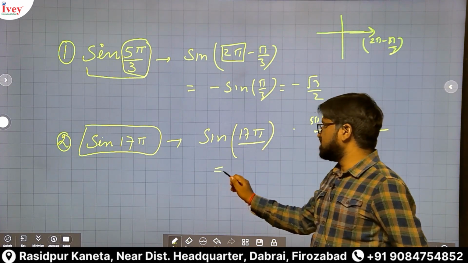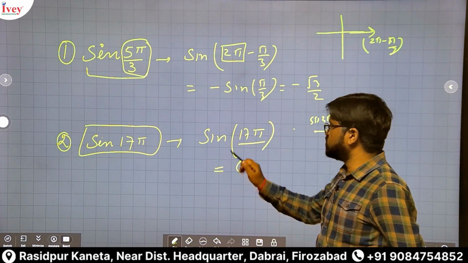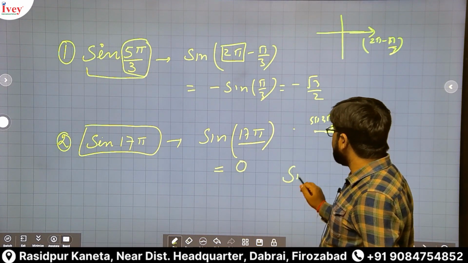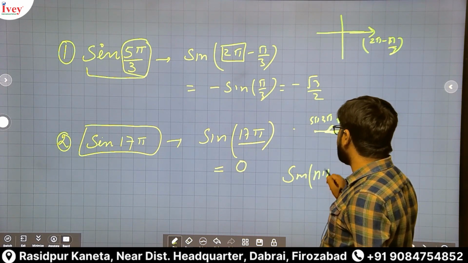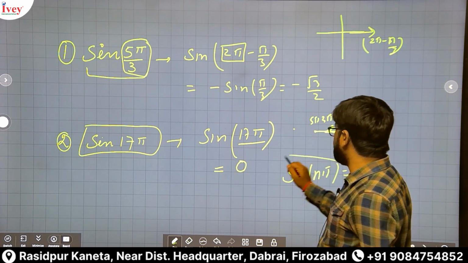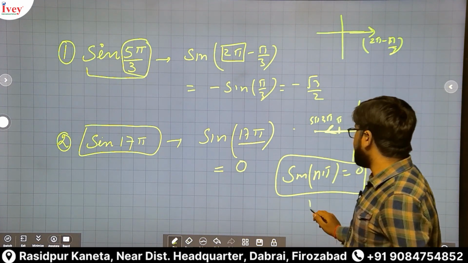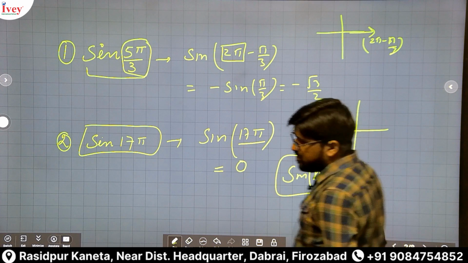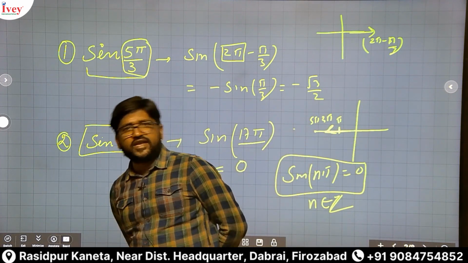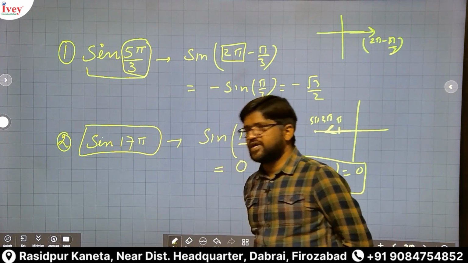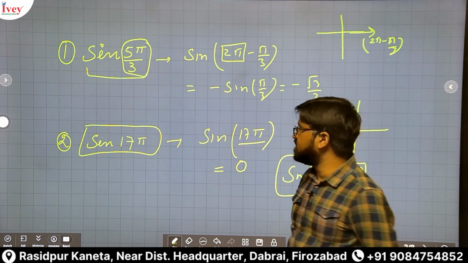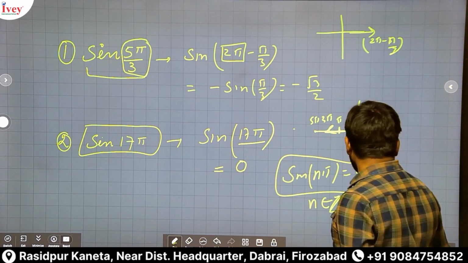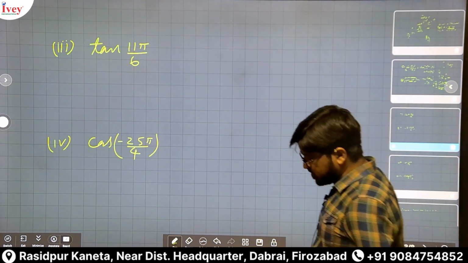So sine any pi is 0. Sine any pi is 0 means what? You place any number with pi, it is always 0. Please remember this, where n belongs to the integers. If n belongs to integers, then sine any n pi, sine 1 pi, 2 pi, 3 pi, 4 pi, 17 pi, 100 pi, always it is 0. So there is nothing in the question. Now let us move to the next question.